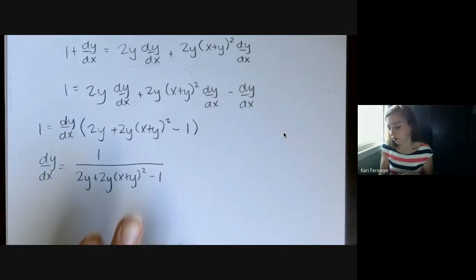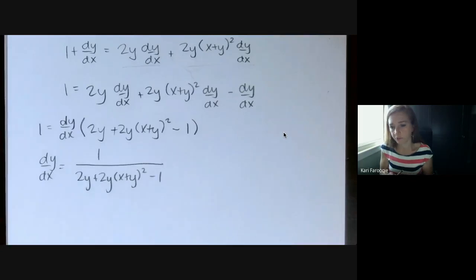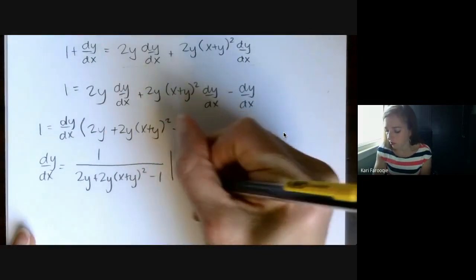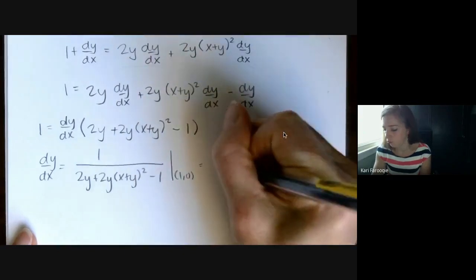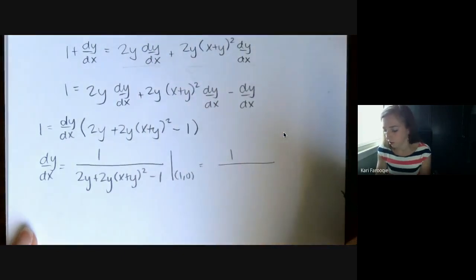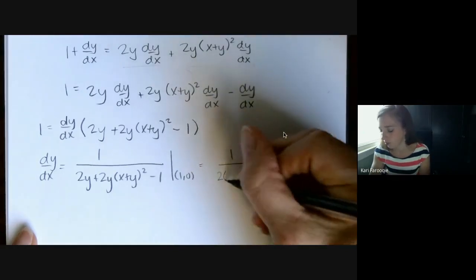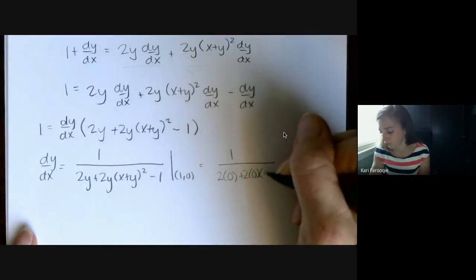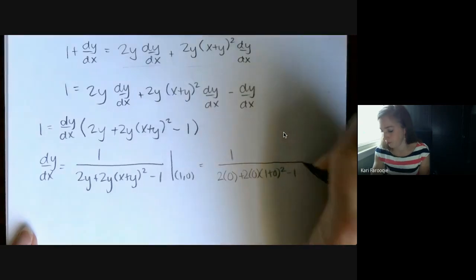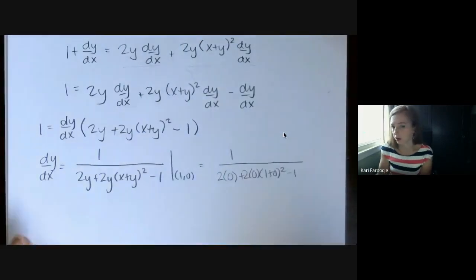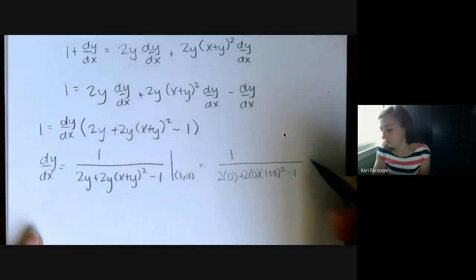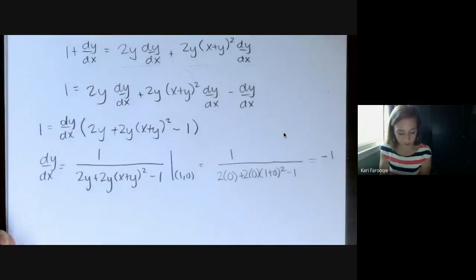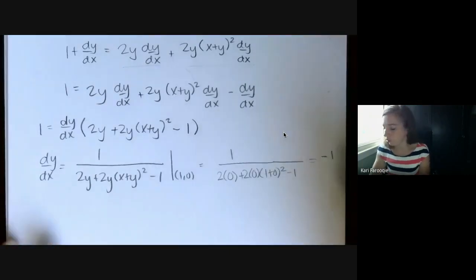Okay, any other questions before we find the slope? All right, so let's look at this at the point 1, 0. Everywhere we see x, we're going to substitute 1, and everywhere we see y, we're going to substitute 0. 0 plus 0 minus 1 is -1. 1 divided by -1 is -1.